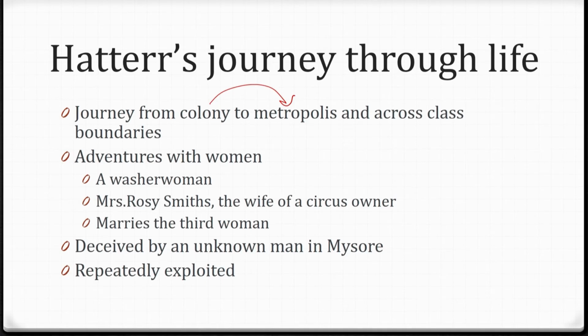And then there is the wife of a circus owner with whom he has a relation, Mrs. Rosie Smith. And the third woman that he has an encounter with becomes Hatterr's wife as well. And there is his disillusion with these various relationships and encounters with these women. We find that he's also deceived by an unknown man in Mysore, and he is a character who's repeatedly exploited.